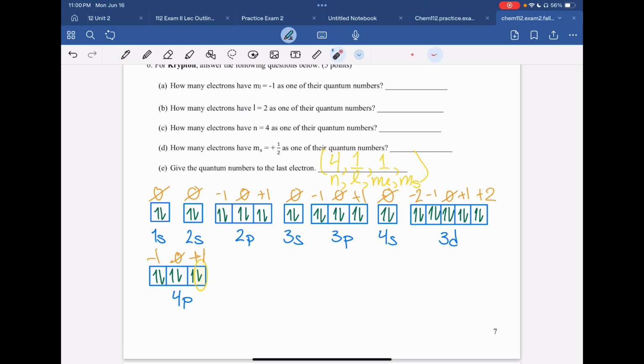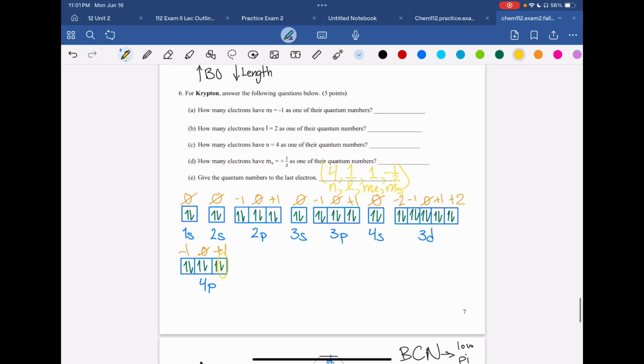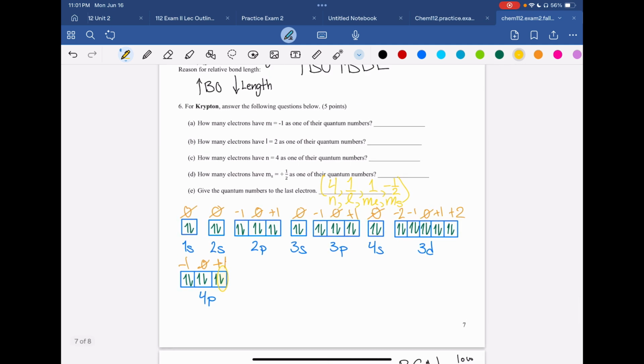And remember, I circled this last electron. That last electron is spinning down, so it's -1/2. Okay, those are the quantum numbers. Very simple. Just remember, first two, bottom of the box. Last two, top of the box.